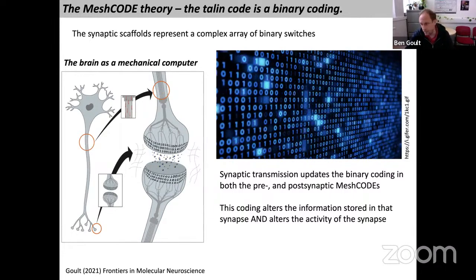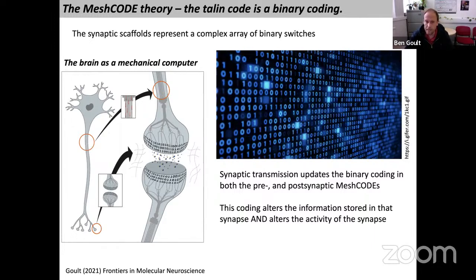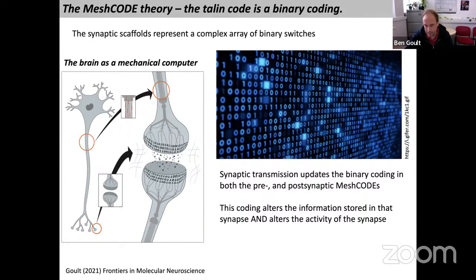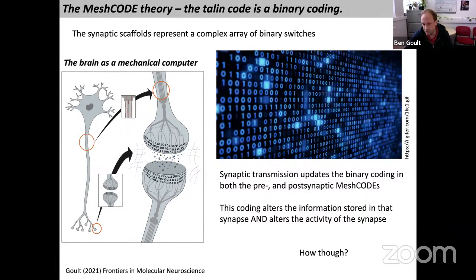And one of the ideas that it led to was this notion that maybe you could have a binary coding on both the pre and the post-synaptic side of this, which would alter the activity of that synapse, but also be information that is written in there. But the obvious question, which everyone asked and kept me up at night, was how, though? That all sounds nice, or, well, it depends what you think. You might not think it's nice, you might think it's horseshit, but I mean, it sounds out there.